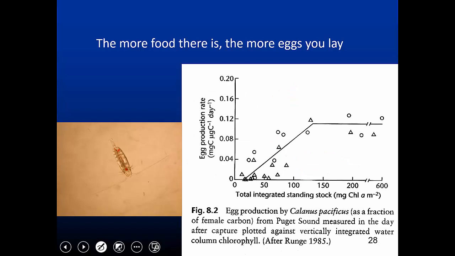So again, this is the same thing, and this just basically shows again our favorite curve, indicating that with an increase in the amount of chlorophyll, which is again of course a measure of biomass of the phytoplankton, you get more eggs. And at some point, though, it levels off. Nothing too astounding there. Okay, another factor that's going to impact egg production is just simply temperature.